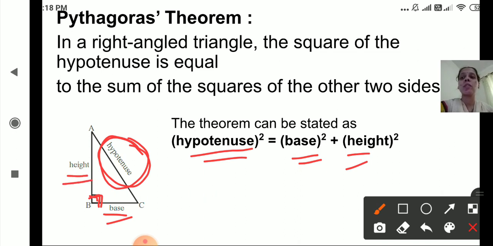So what is the Pythagoras theorem? In a right angle triangle, the square of the hypotenuse is equal to the sum of the squares of the other two sides.